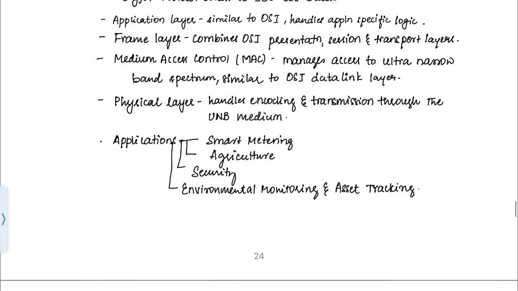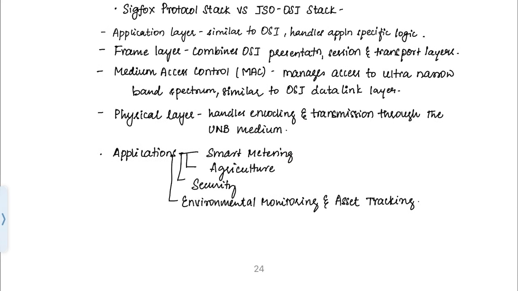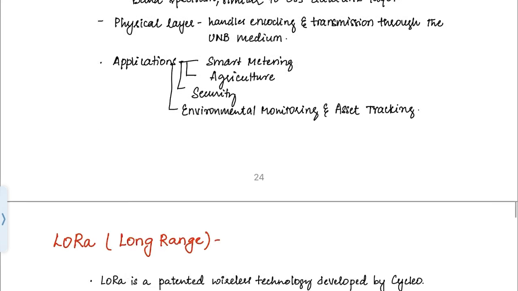Speaking of the applications, first one we have is smart meters. Smart meters like gas, electricity, and water meters, this technology could be used there. Then agriculture, where we have soil moisture and livestock tracking and all of that. Then security is alarm systems or building automation and all of that. Environment monitoring could be pollution sensors, weather stations, and so on. Asset tracking is again, as we have discussed, logistics, supply chain management, monitoring, and so on.